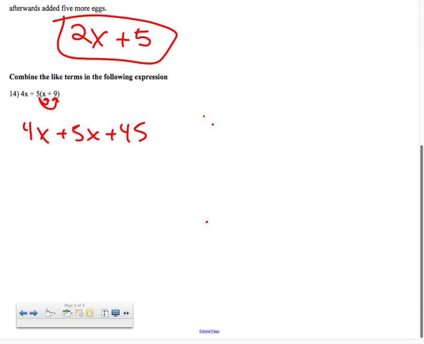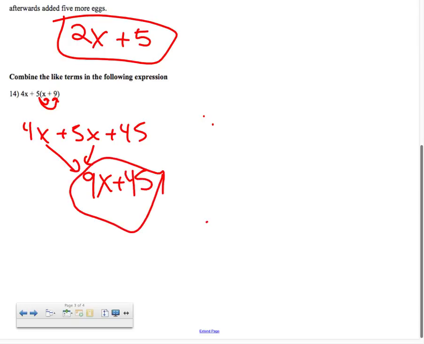So again, I multiply the 5 to both numbers on the inside. When you multiply a number to a variable, all you do is multiply the coefficients and keep the variable the same. So if I have 5 times 1x, that's just going to give me 5x. And then you combine the like terms. In this case, I can put my two x's together, and that will get me 9x plus 45 that I just bring down. So there would be my simplified expression, 9x plus 45.